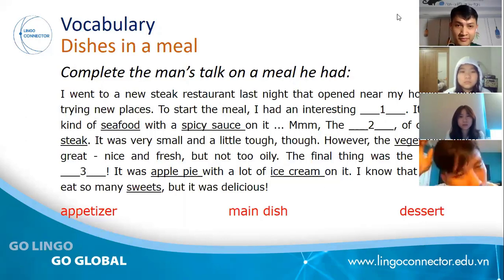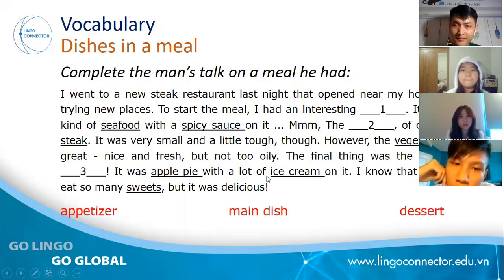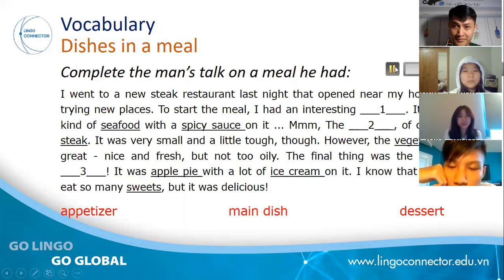I went to a new steak restaurant last night that opened near my house. I love trying new places. To start the meal, I had an interesting appetizer. It was some kind of seafood with a spicy sauce on it. The main dish, of course, was steak. It was very small and a little tough, though. However, the vegetables were great, nice and fresh, but not too oily. The final thing was the best, the dessert. It was apple pie with a lot of ice cream on it. I know that I shouldn't eat so many sweets, but it was delicious.